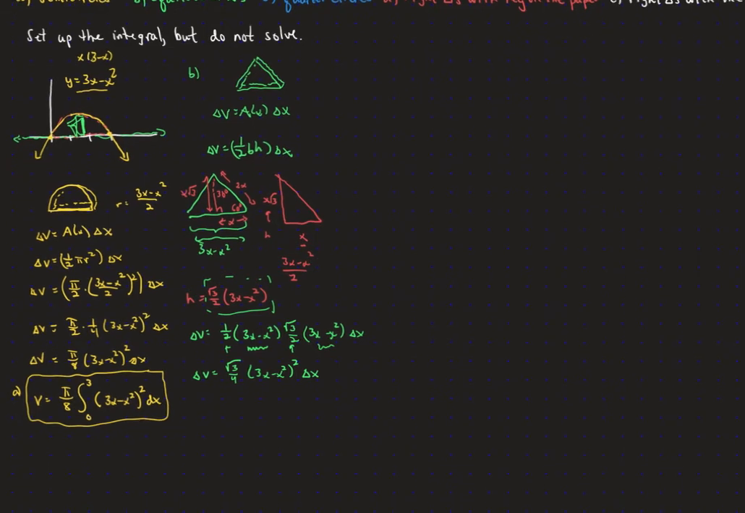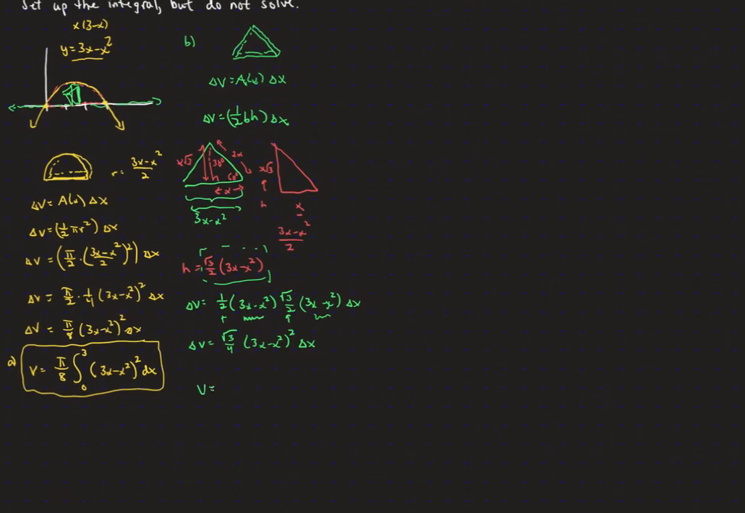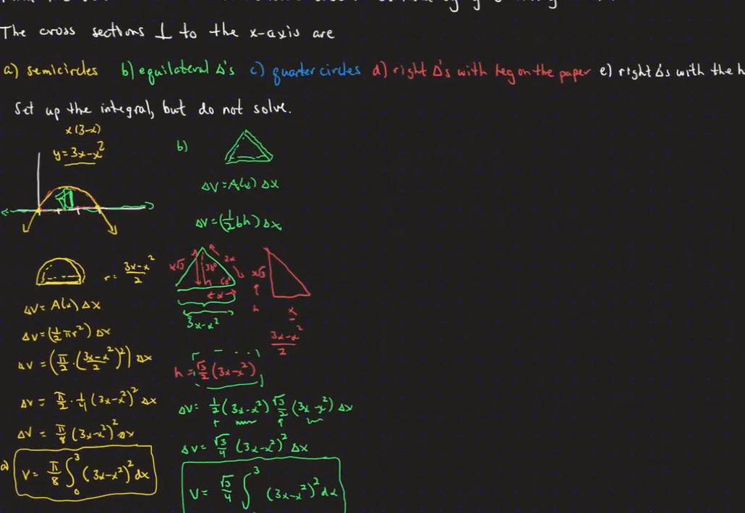And that is going to make our volume for this equilateral triangle. The constant we pull out is going to be square root of 3 over 4. We're still going from 0 to 3 for limits. And again, we get that same integrand, 3x minus x squared dx. Notice the only difference there is that constant in front. And that's what changes from the different shapes, the different cross sections.